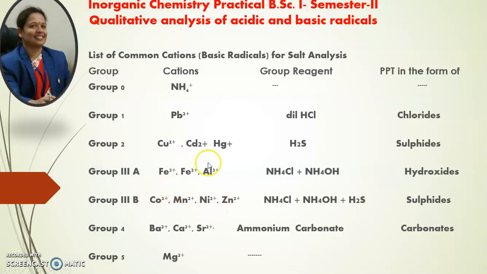Fe3+, Cr3+, Al3+, these three radicals are in 3rd A. NH4Cl and NH4OH is its group reagent and they are precipitated out in the form of hydroxides. Then Co2+, Mn2+, Ni2+ and Zn2+, these 4 radicals belong to 3rd B. The group reagent is NH4Cl, NH4OH with H2S gas. They are precipitated out in the form of sulfides. Then group 4 contains these 3 radicals, Ba2+, Ca2+ and Sr2+, and ammonium carbonate is its group reagent. So naturally they precipitate out in the form of carbonates.